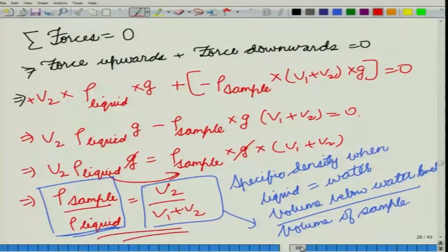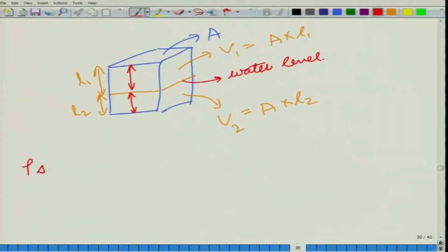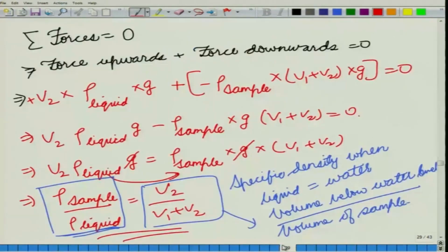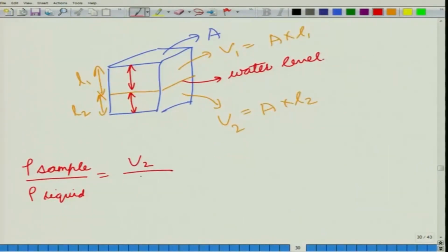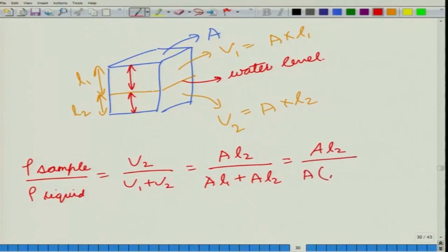So, this equation becomes rho of sample upon rho of liquid is equal to V2 upon V1 plus V2. Now, V2 is equal to A into L2, and V1 is A into L1, so V1 plus V2 is A into L1 plus A into L2. A and A get cancelled, and it is equal to L2 upon L1 plus L2.